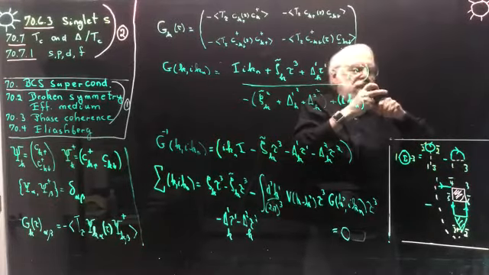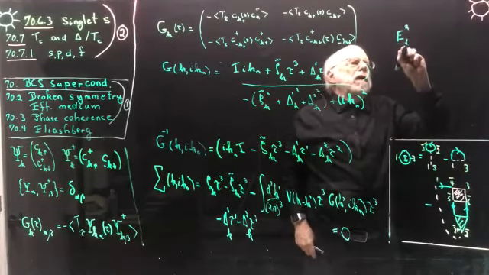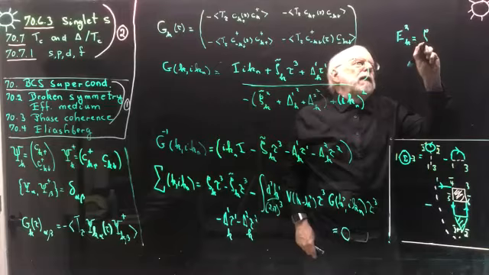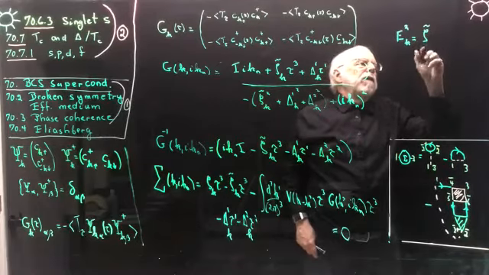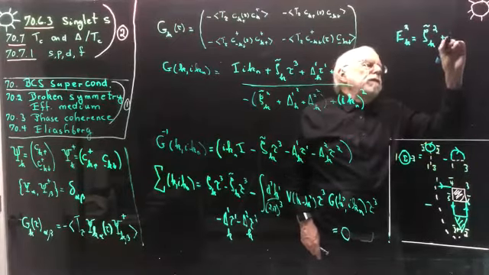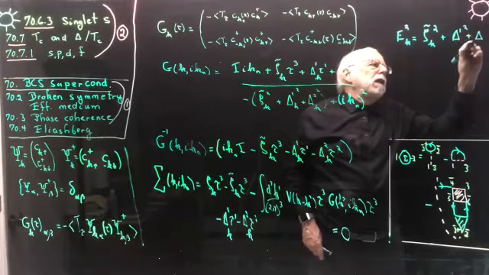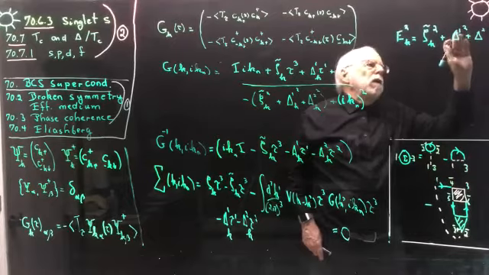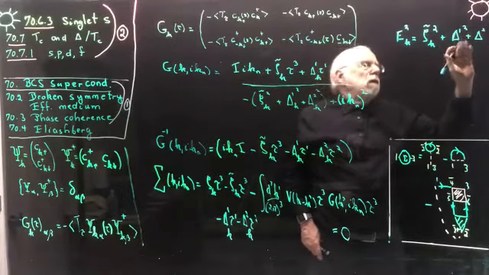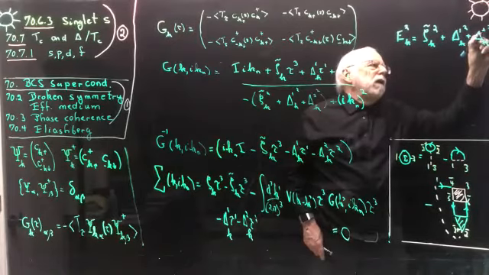So I will define E square of k as zeta k tilde square plus delta 1 square plus delta 2 k square.